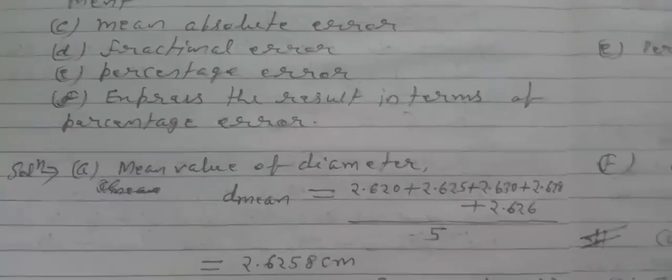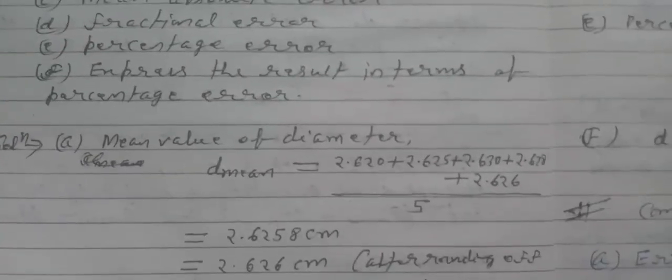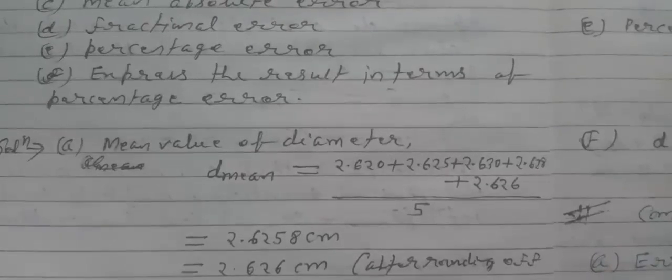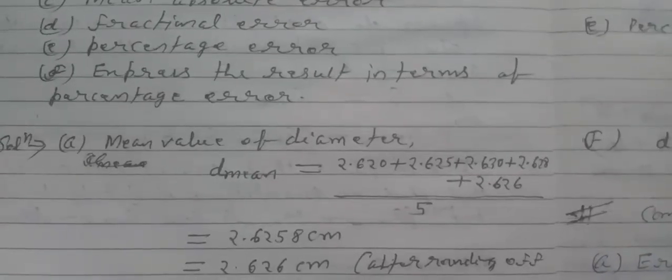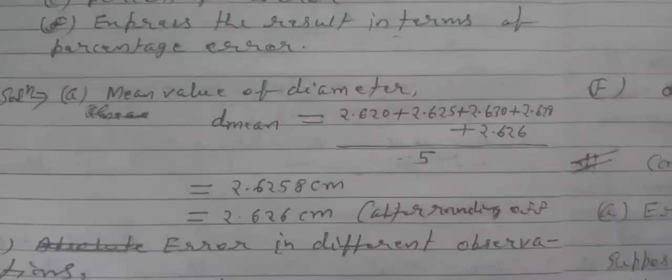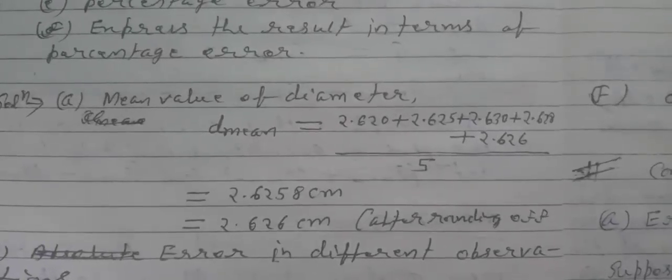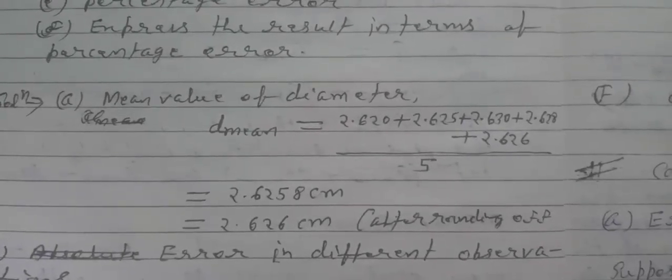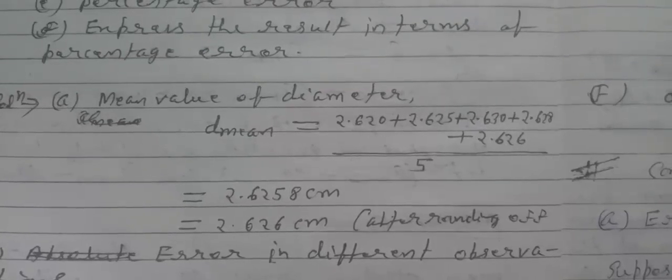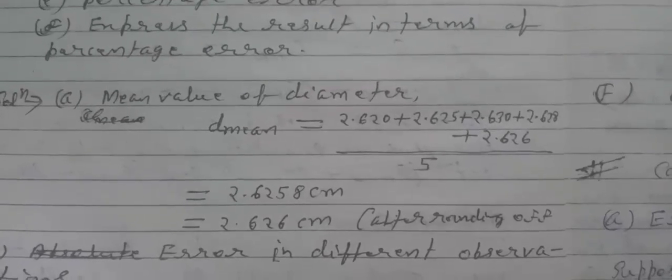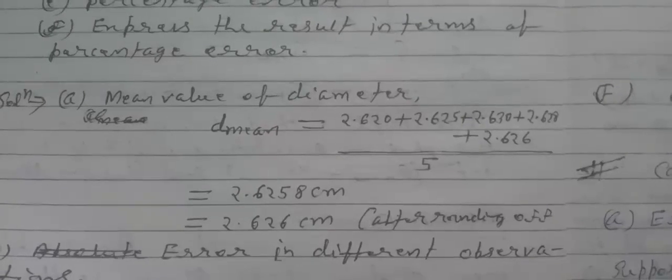A. Mean value of diameter, D mean, equals (2.620 + 2.625 + 2.630 + 2.628 + 2.626) divided by 5, which equals 2.6258 centimeter. After rounding off, we get 2.626.